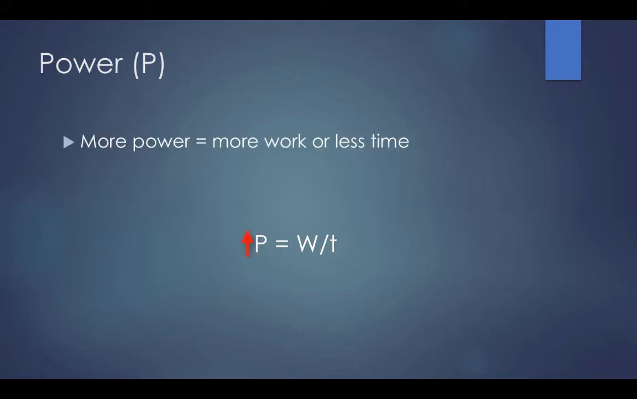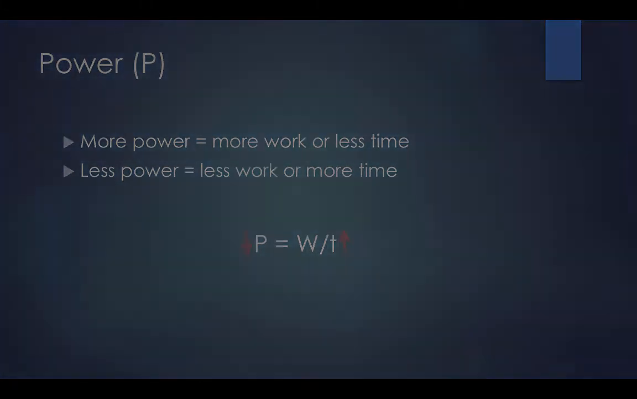Let's take a closer look at the formula. P equals W over T. More power means that more work is being done, or work was done in less time. Less power means less work was done, or work was done over a greater amount of time.